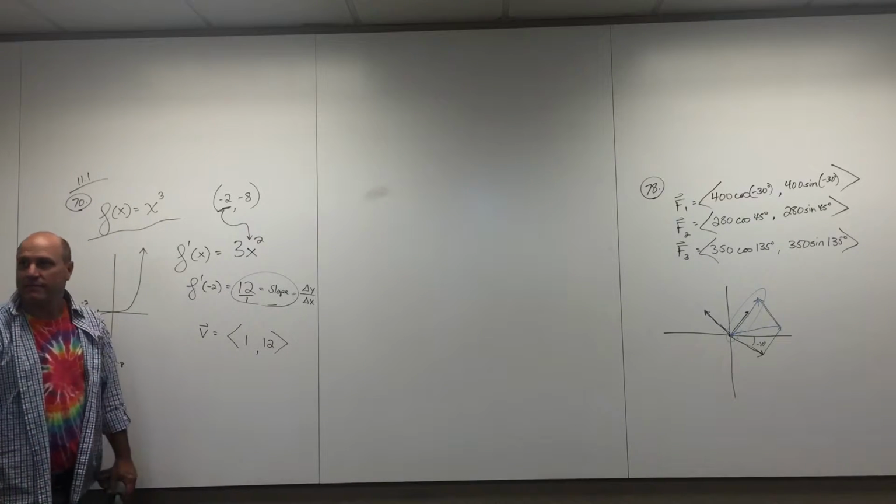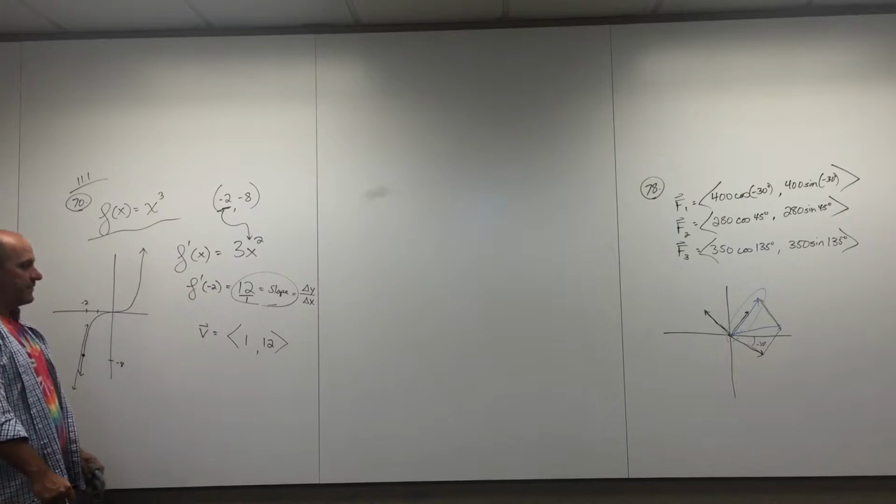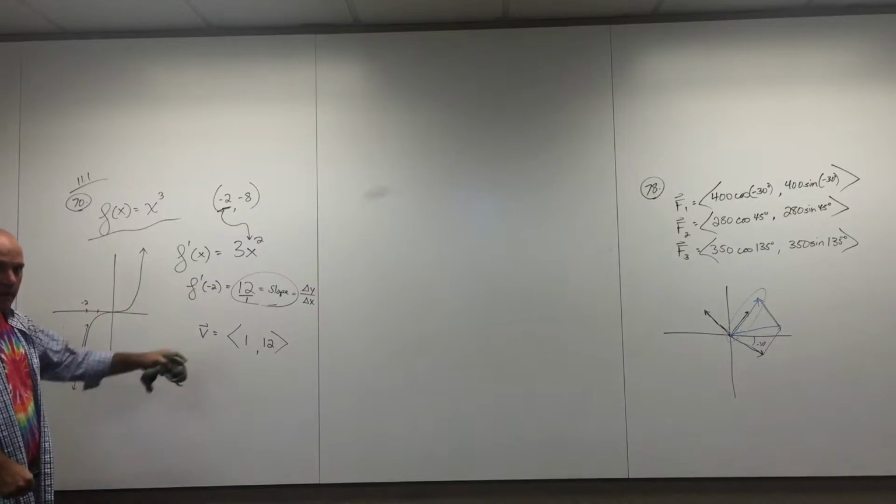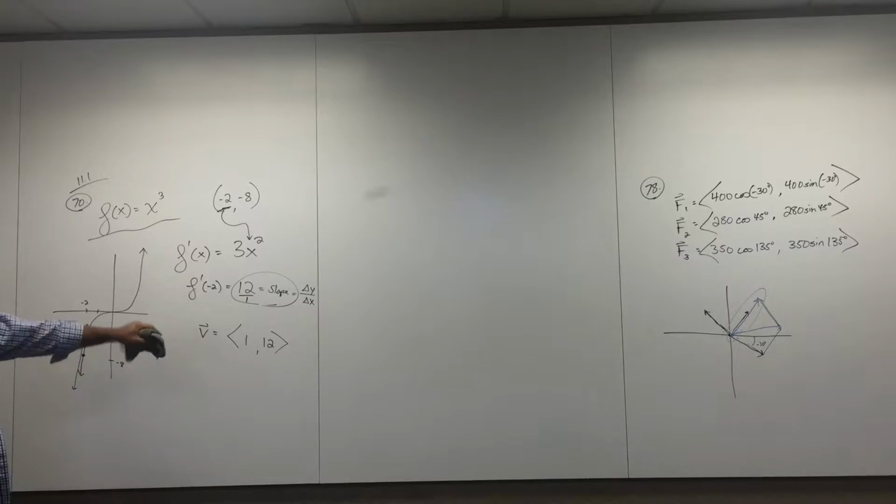Maybe you knew that. To be a parallel vector, it should have the same slope. So we made a parallel vector. We made a vector that has that slope.